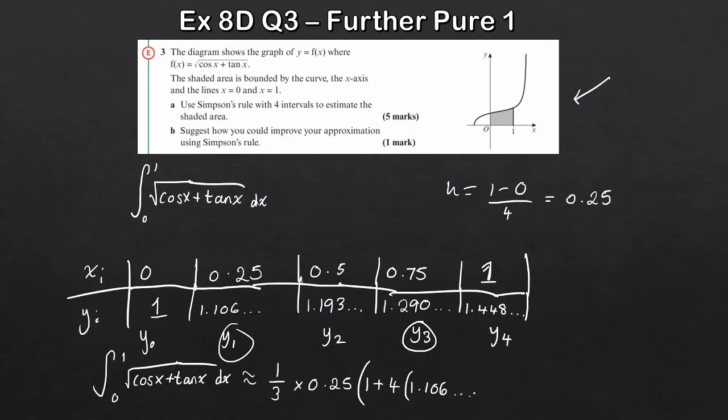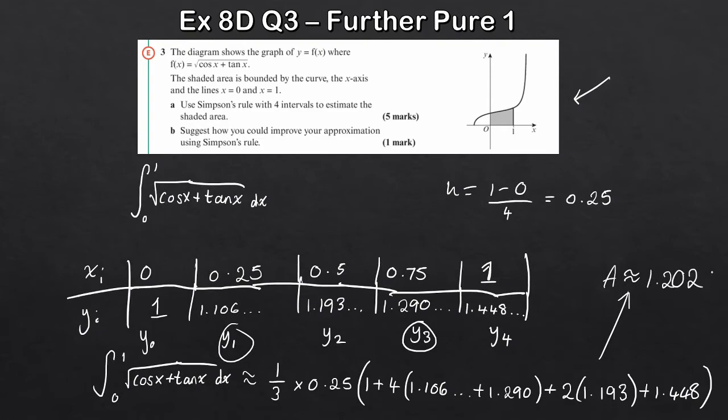So my odd ones are going to be y1 and y3. So 4 lots of 1.106 plus 1.290. Okay, we do 2 lots of the even. So that's going to be 2 lots of 1.193. Remember, we don't include this y4 here. It is even, but because it's the endpoint, we don't include it with the evens there. Close that bracket and then add on your endpoint, 1.448. Okay, put this on your calculator, and what you'll get is that the area A is going to be approximately 1.202. Okay, so that's our estimate there for the shaded area.